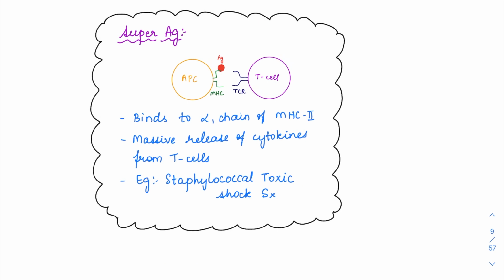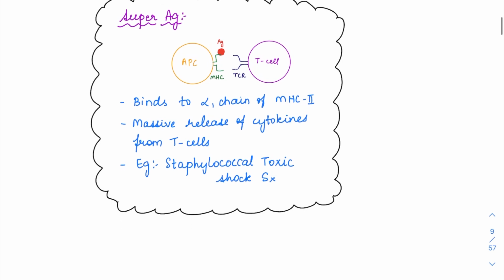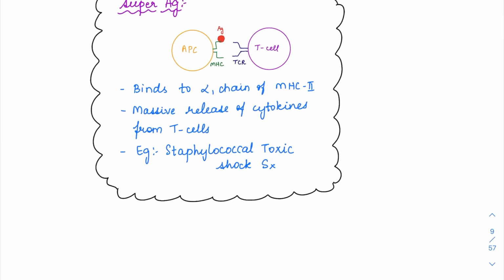So there is something called a super antigen. So far, if you had seen, I was drawing the antigen here in blue color. The antigen was presented to the T cell with the help of this MHC complex in the center. But there are certain antigens called super antigens, which bind to the alpha chain of the MHC II molecule. So they are going to be present on the side of this MHC.